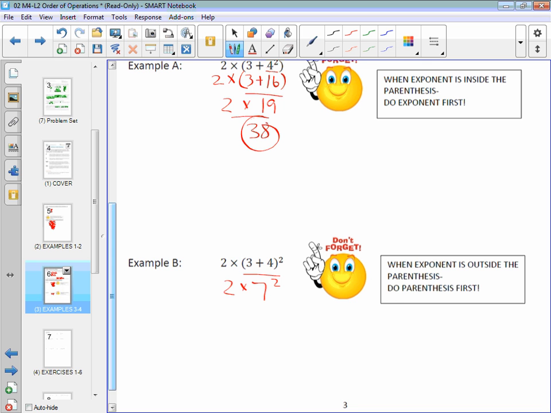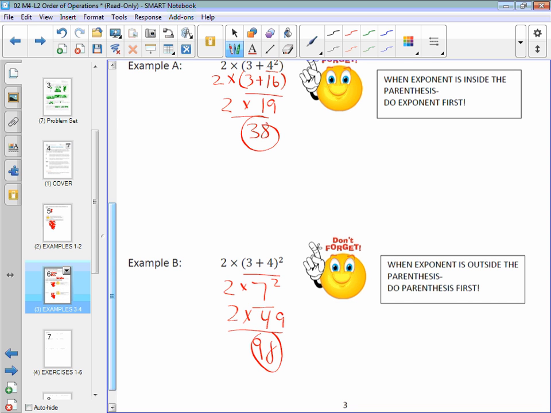Who goes to battle next? Bell. Which is? Be careful. It's not 7 times 2. There you go. Good. And 2 times 49. Max. See, you get totally 2 different answers just by moving the exponent outside.